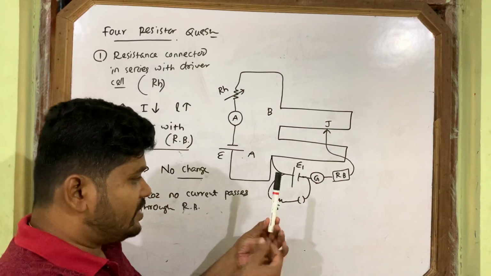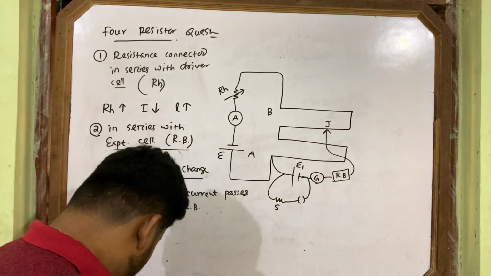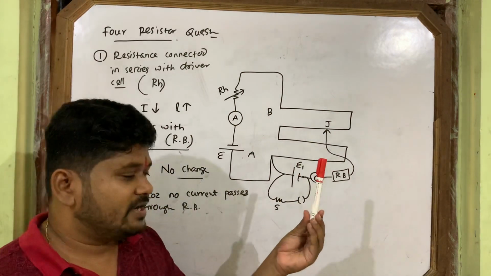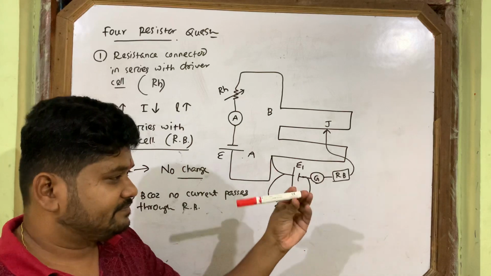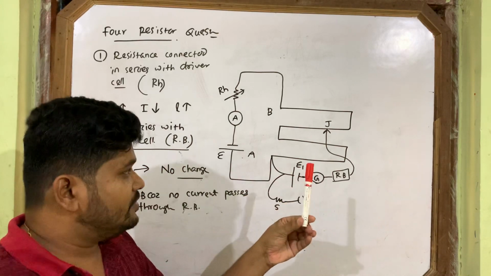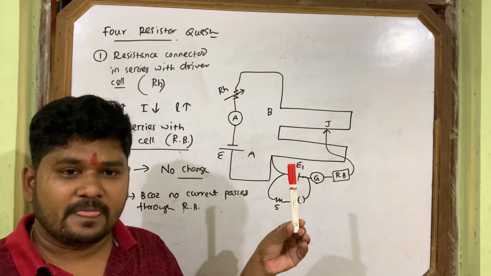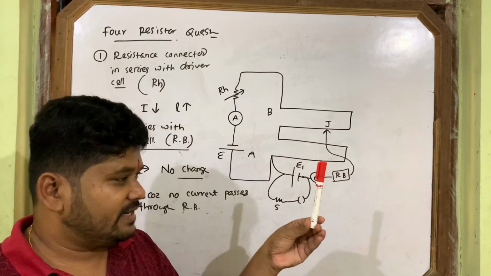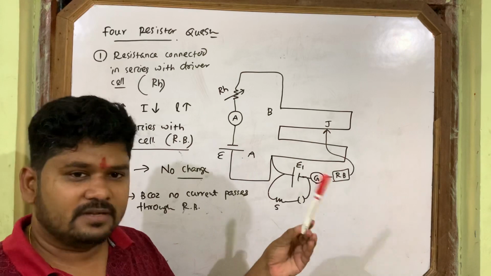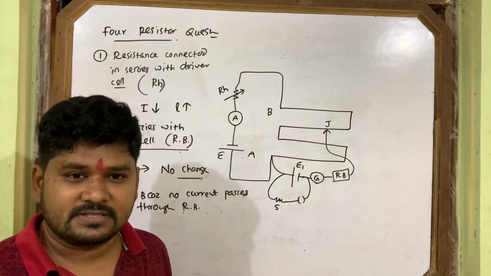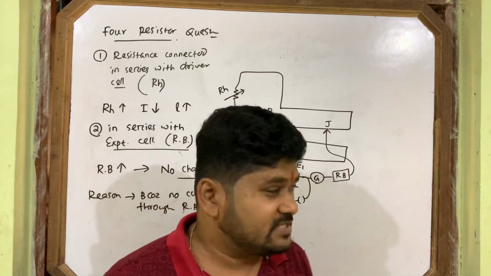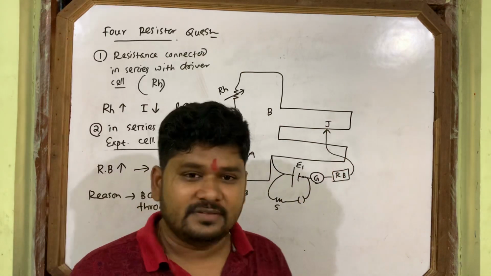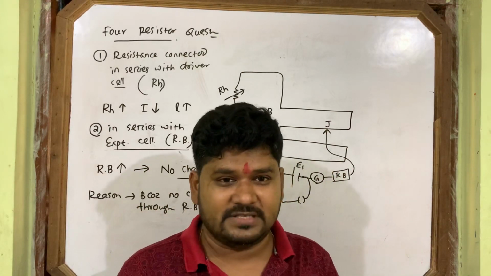Your galvanometer pointer deflects like this. You see the galvanometer, this is the galvanometer pointer. It deflects like this. When you touch the jockey at point B, the galvanometer pointer deflects like this. At A, at B, the galvanometer pointer deflects like this. At that time, does current pass through this line or not? Yes, at that time current passes through this line.